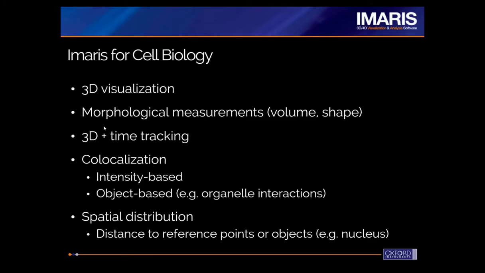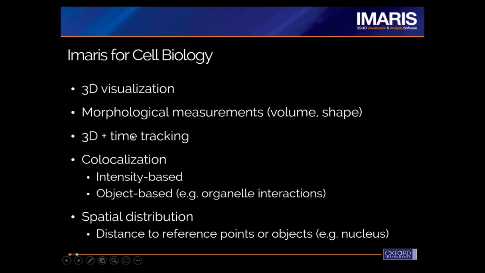But in addition to just the visualization, we are able to perform that segmentation based on the labels that you have within your image to then report out morphological measurements. And so what I mean by that are things like reporting volume or surface area, as well as different shape measurements to determine if something is elongated in one axis or another, that sort of thing. We're also able to look at the dynamics.